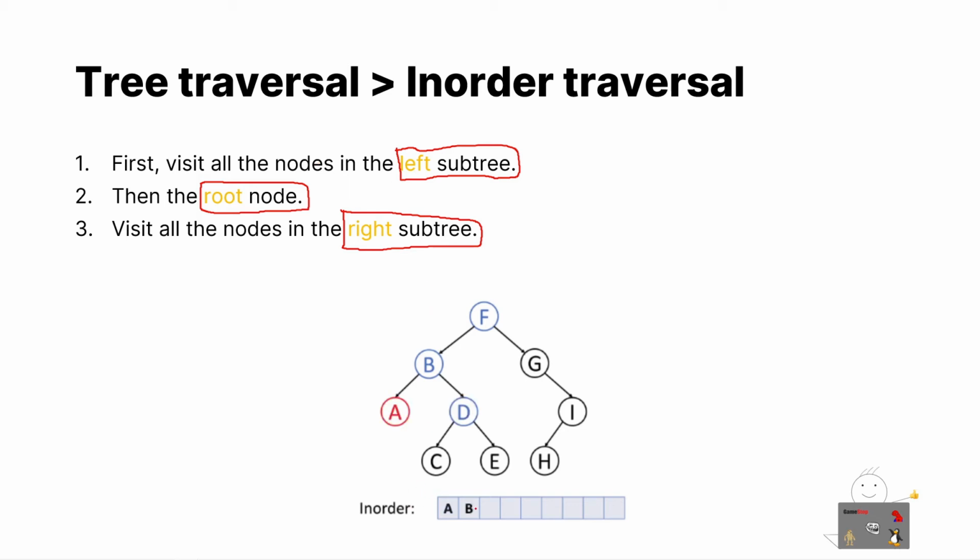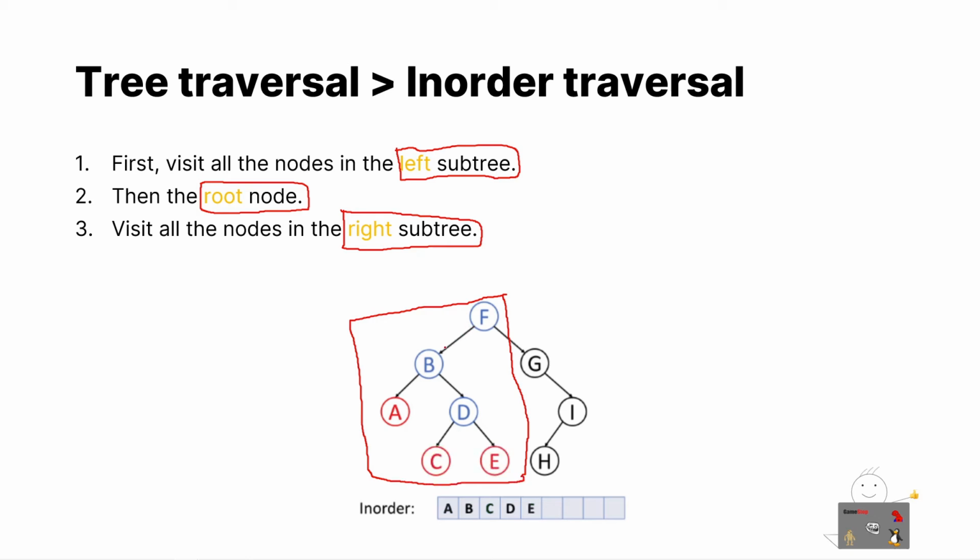Here we have the order. We visit all the nodes, and okay, let's start and see if we understand it correctly. So we start at F. F is our root node, and we only visit the root node in the second step. So for now we ignore it, and we go on to visit the left subtree. The left subtree of this whole tree would be this, right? This is our left subtree.